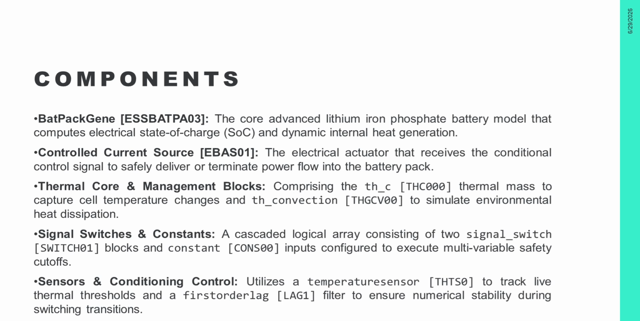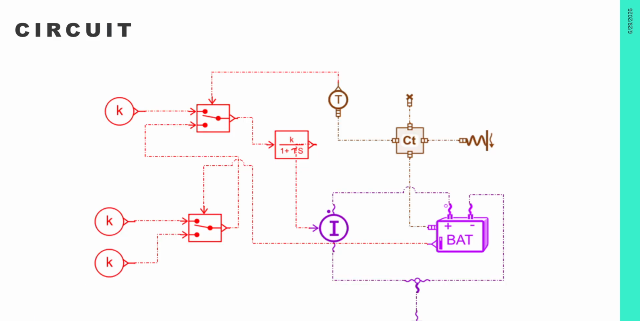The next one is signal switches and constants. The signal switch is the thing which connects the battery for charging and disconnects the battery after charging, and the constants are used to give the parameters which will determine the cutoff of charging. And the sensors are the devices which are used to measure the parameters. We have used a temperature sensor and a first order lag filter. The temperature sensor is used to measure the temperature dissipated from the battery.